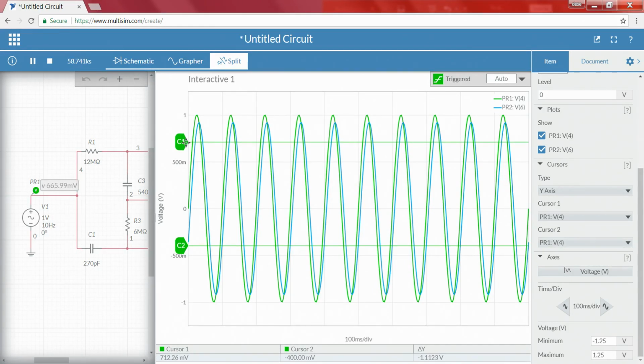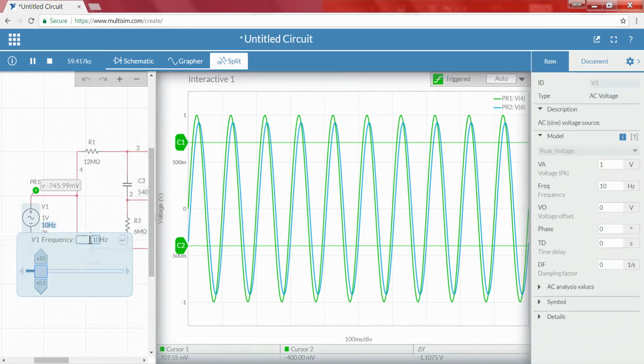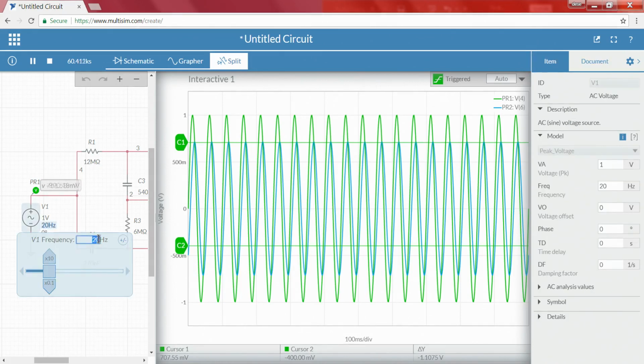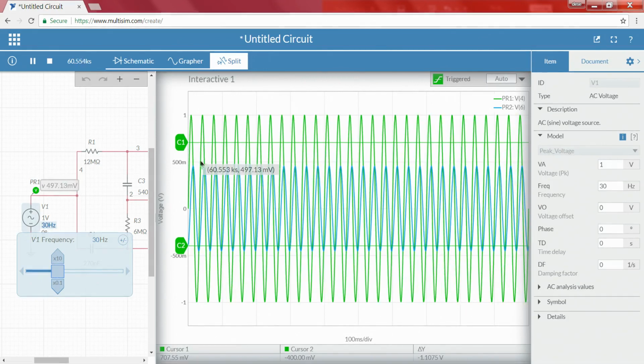When our output voltage is at or lower than this 707, that is our cutoff frequency, which we generally consider in the frequency domain. Now, the output is greater than that cursor point, so this is not our cutoff frequency. Let me increase to 20 hertz. We are almost close to it, but not exactly. Then 30 hertz, see, it is below that.